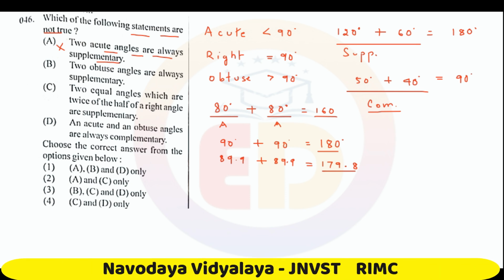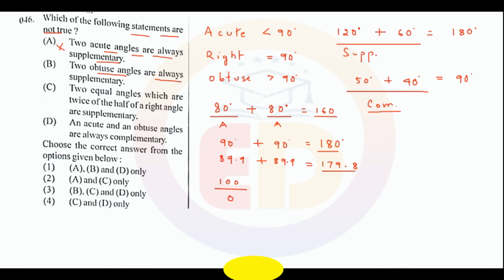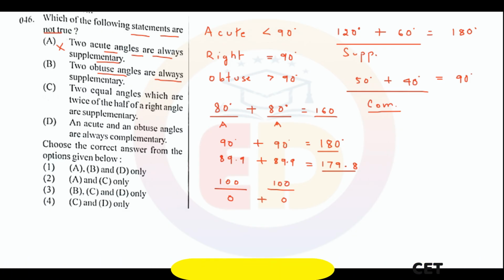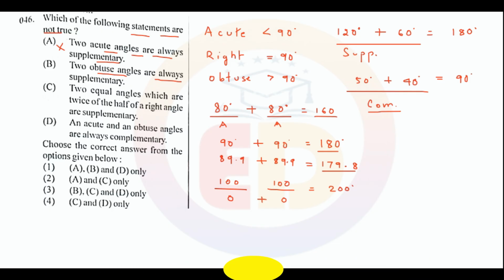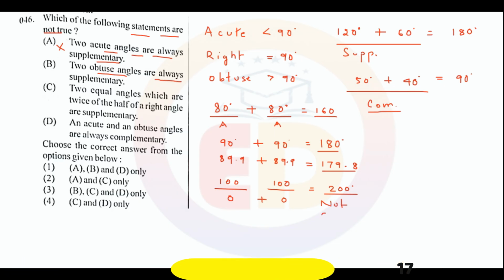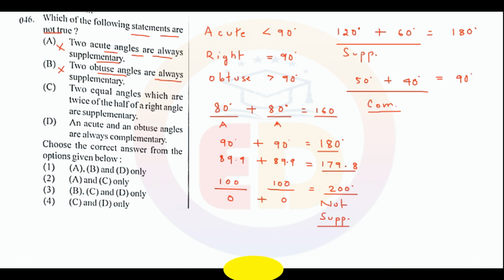Two obtuse angles are always supplementary. It is not possible. If you take two obtuse angles, let's say 100 and 100, it will always be greater than 180, so it will not be supplementary. So the second option is also wrong.